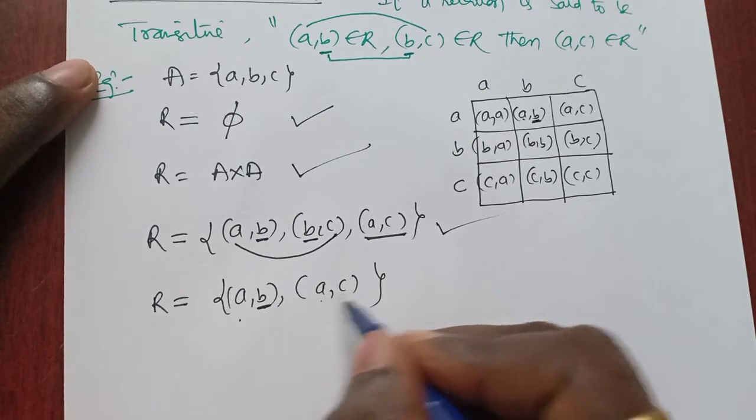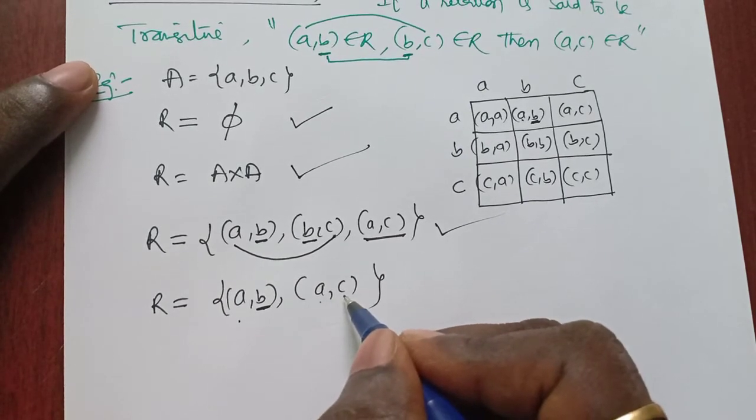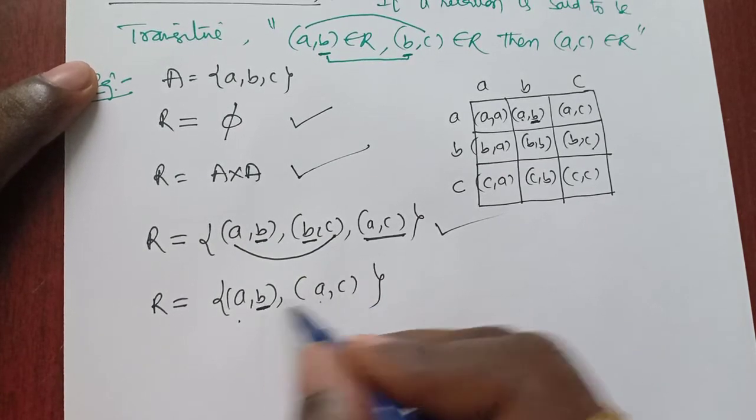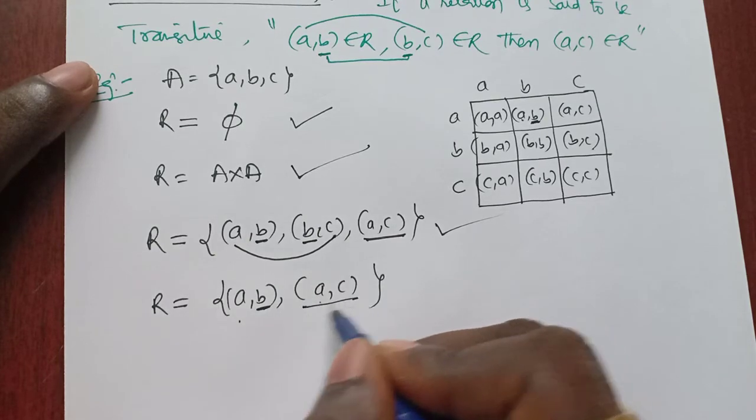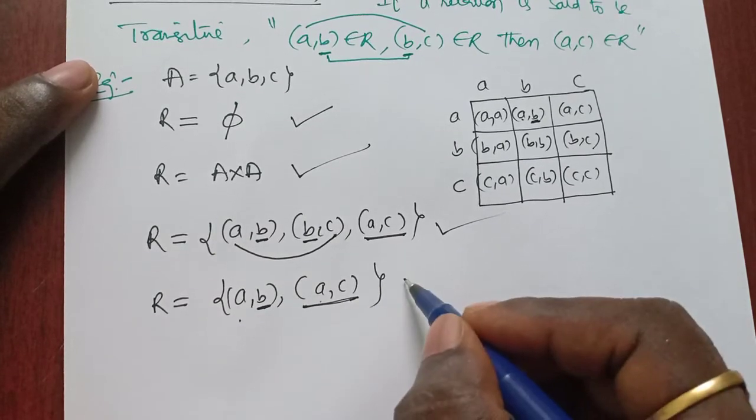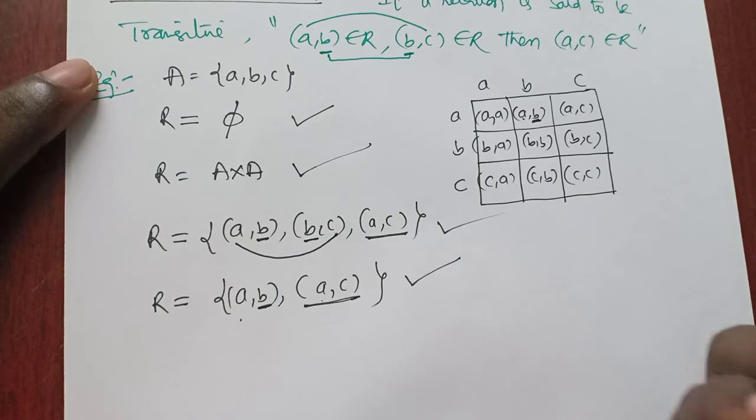And then A comma C. Here the second element is C. Now check whether any ordered pair starts with C. No. So no problem with A comma C also. So it obeys the transitive relation clearly.